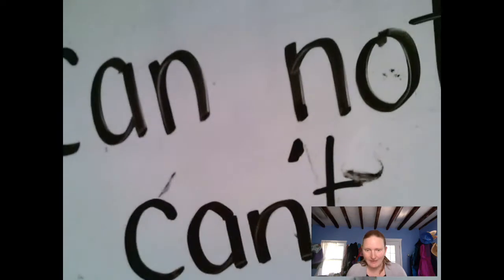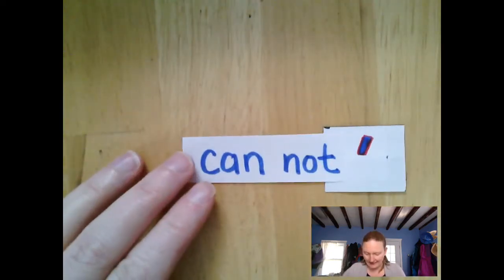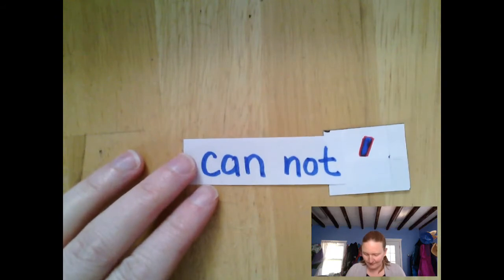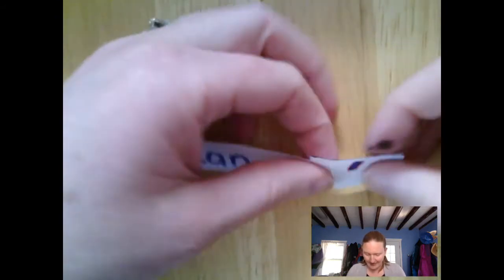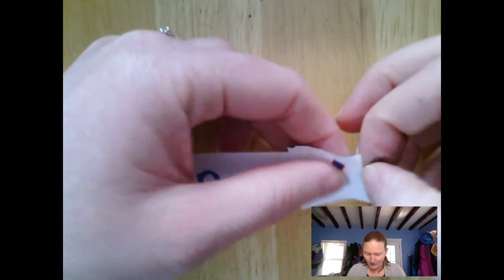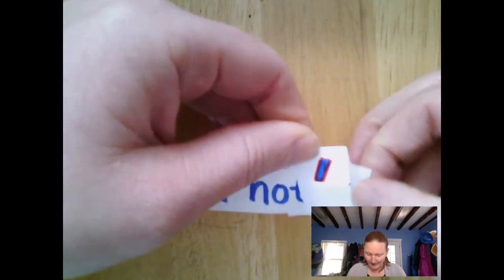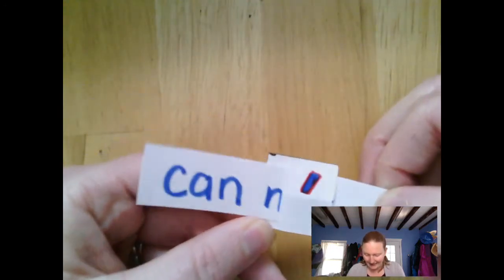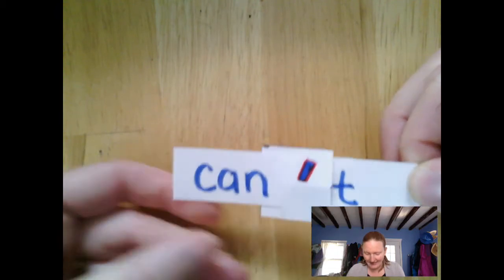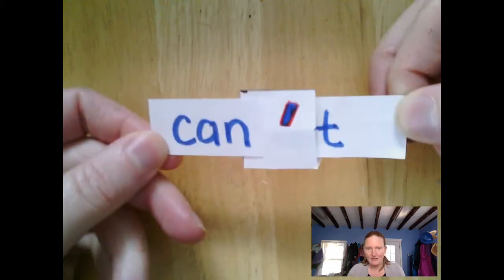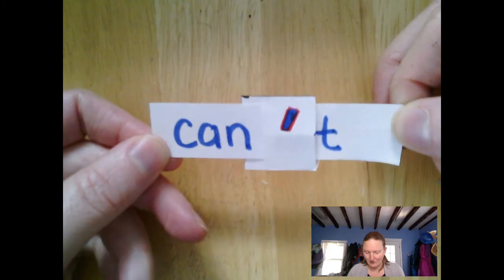So, for example, I have lots of different examples to show you. Here's cannot, using a slider box. So, we have can and not, and when we slide the two words together, the apostrophe is hiding the second N and O. So we have can't with the apostrophe.